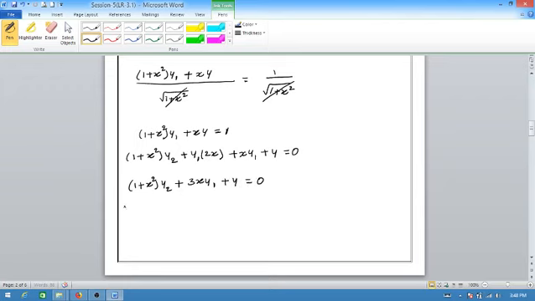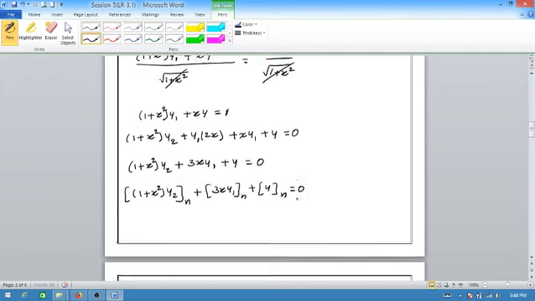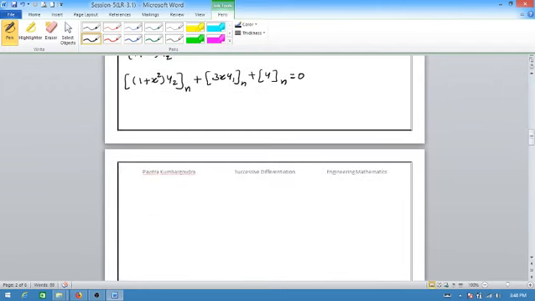Right. So now apply the nth derivative. That is, 1 plus x square into y2, the nth derivative, plus 3x into y1, the nth derivative, plus y, the nth derivative, is equal to 0. Now here apply the Leibniz rule. The product rule, apply the Leibniz rule.